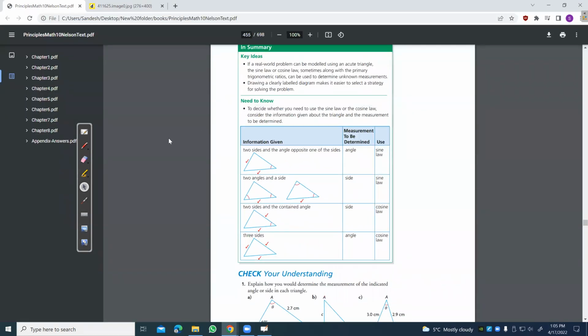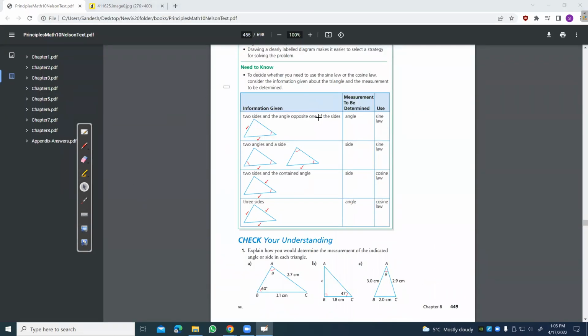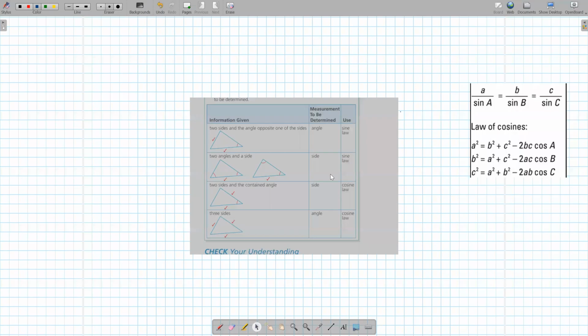Cosine law. Right. And the trick is this: you're either going to be using SOHCAHTOA, which is when you have a 90 degrees, or when you don't have 90 degrees, you're going to be using one of these. And the main question is, how do you know which one to use? Here, let's look at a reference sheet, and this will tell you exactly when to use which one.